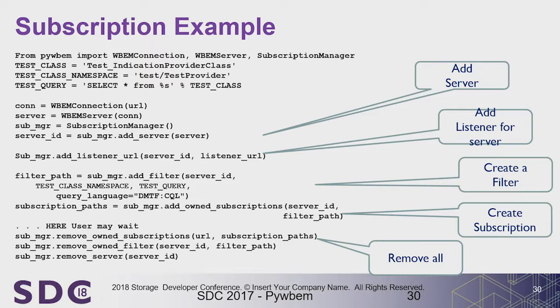Now I want to create an own subscription, which means it's mine, and it's tied to this particular server ID, which I created, and it's got a filter path. By the way, the destination part is automatic, 10 minutes, and then you can remove them. So what probably in our C++ stuff was 200 lines of code is reduced to about 15 lines of code. That was one step forward in trying to make it easy for the clients.